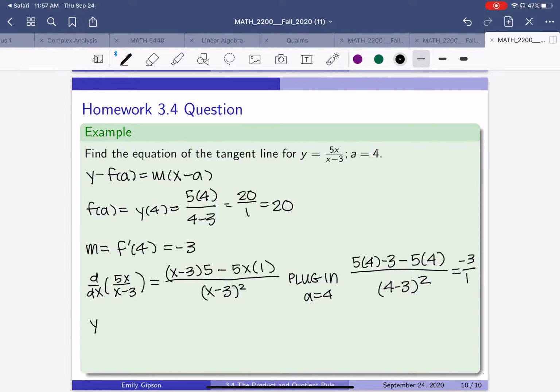Now we can plug on in. y minus 20 equals negative 3 times x minus 4. Expand out. y minus 20 equals negative 3x plus 12. y equals negative 3x plus 32.